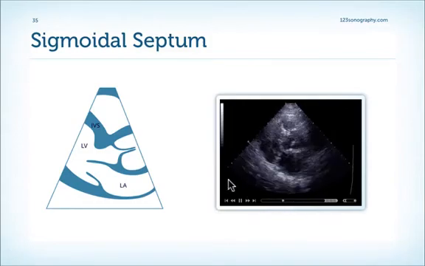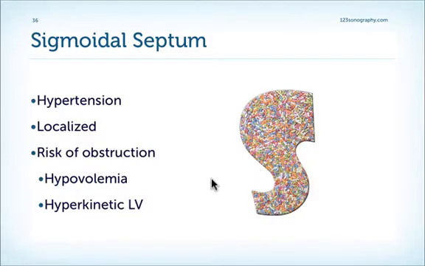This phenomenon is often present in patients who have hypertension or hypertensive heart disease, so usually there's also some degree of left ventricular hypertrophy in these patients. It's typically localized to the basal portions of the septum, and as already mentioned, it increases the risk of obstruction, especially if confounding factors are present such as hypovolemia or a hyperkinetic left ventricle.